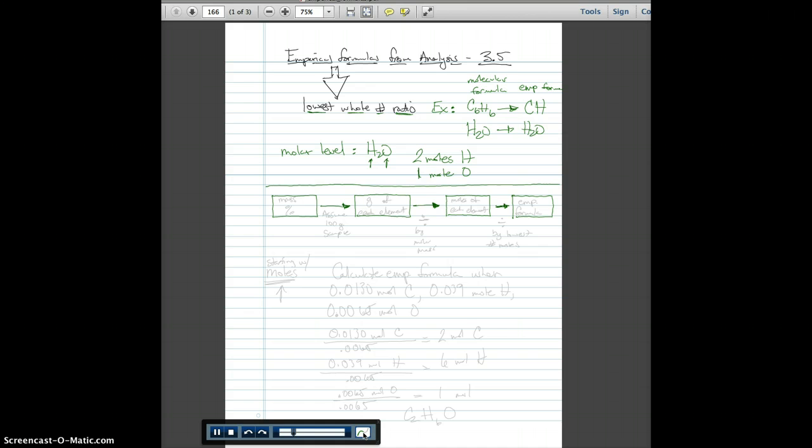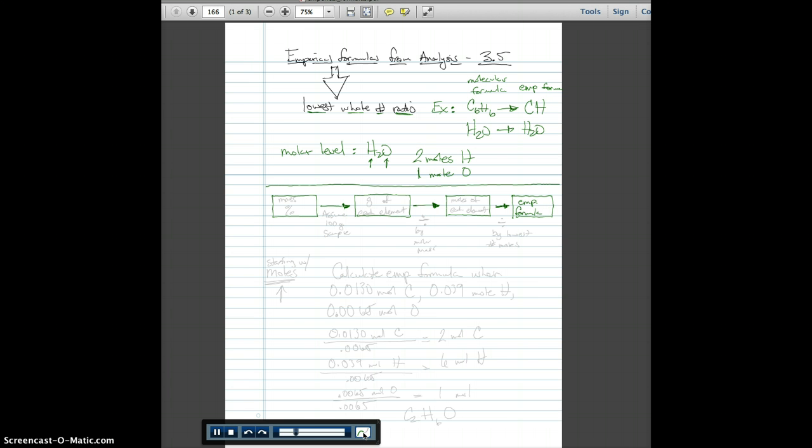Okay, what I'm going to do now is show you how to calculate empirical formulas, and I'm going to give you this little flow chart. This little flow chart will help us go from one step to the next, and we'll always know that we can start anywhere on this flow chart to get to our ultimate goal, which is to find our empirical formula. So that's going to be our last part of our flow chart.